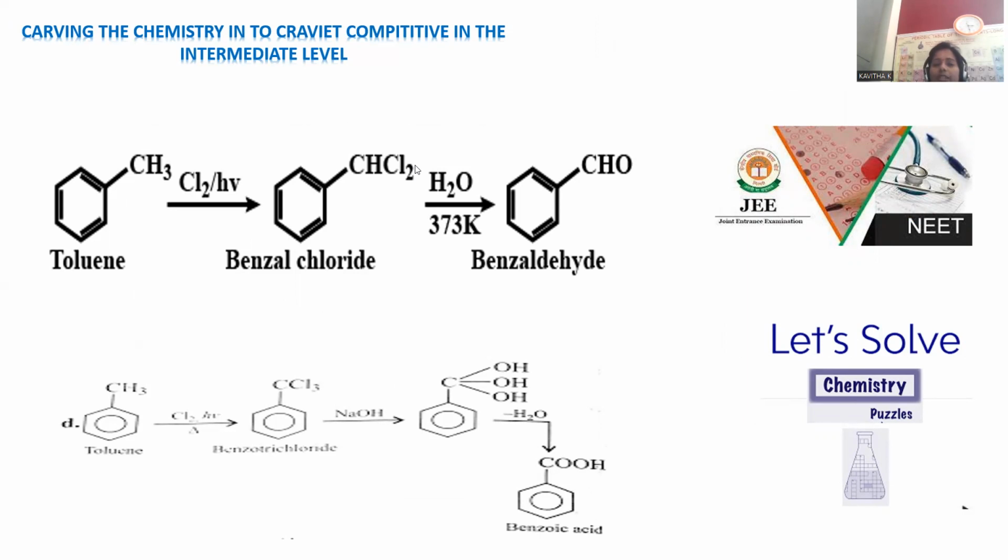Why is benzal chloride required? Why can't we go for CCl3 completely, benzotrichloride? Why can't benzotrichloride be achieved? Because if you get complete chlorination, with all three hydrogens removed, what happens? Further hydrolysis, all three chlorines get replaced with hydroxy. Upon dehydration, you get benzoic acid.